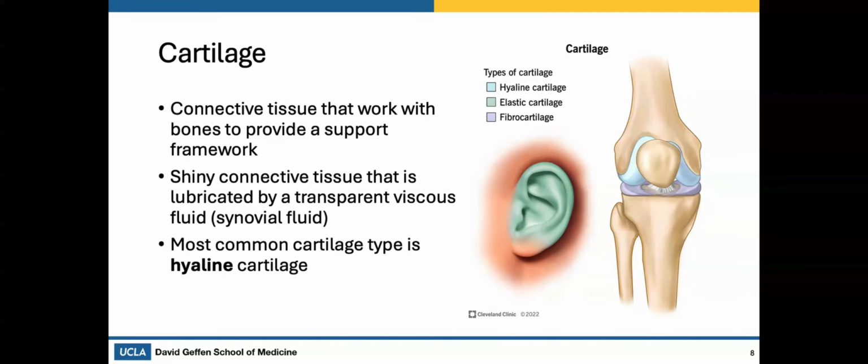There are actually many different types of cartilage within the body. There's elastic cartilage, fibrocartilage, but the most common that we see in the body is one that's called hyaline cartilage, which most commonly surrounds joints.